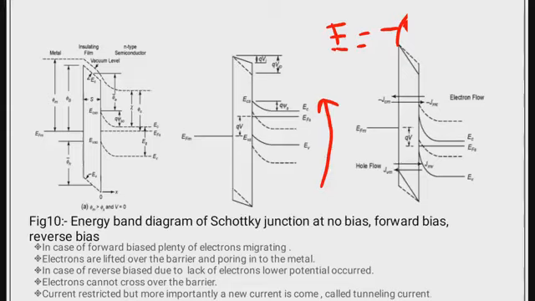Therefore, the current will be restricted in the case of a reverse biased Schottky contact or Schottky junction. But more importantly, a new current will come, which is called the tunneling current.